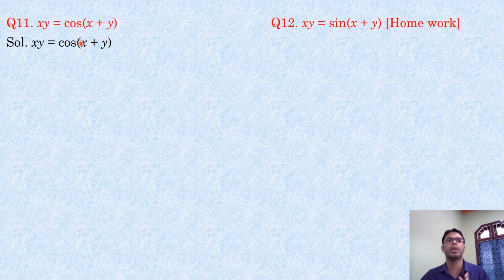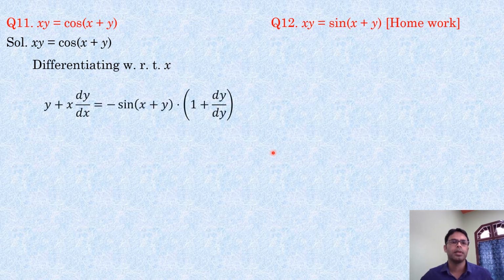Mean x plus y, the entire function should be considered as x. Okay, so differentiating with respect to x: the derivative of x is 1, y remaining the same, plus x remaining the same, the derivative of y is dy/dx. The cos function's derivative is minus sine, so minus sin(x plus y), into the same rule: the derivative of x is 1 and the derivative of y is dy/dx.